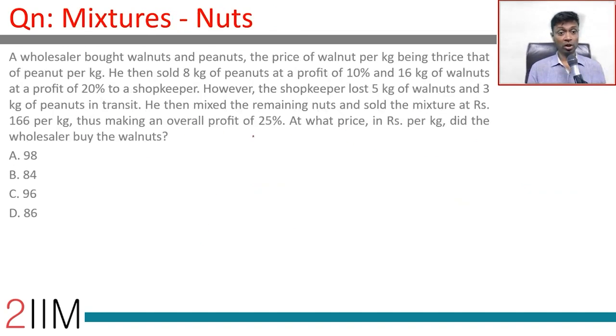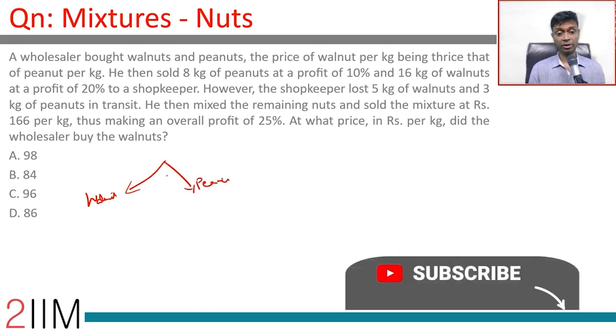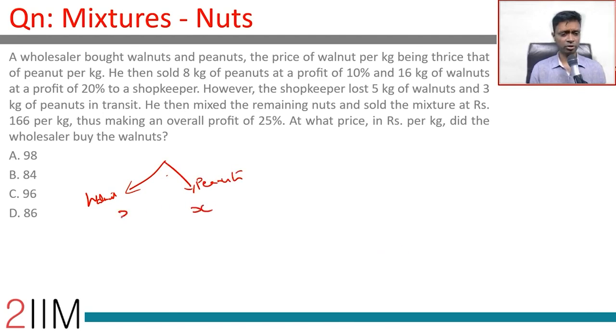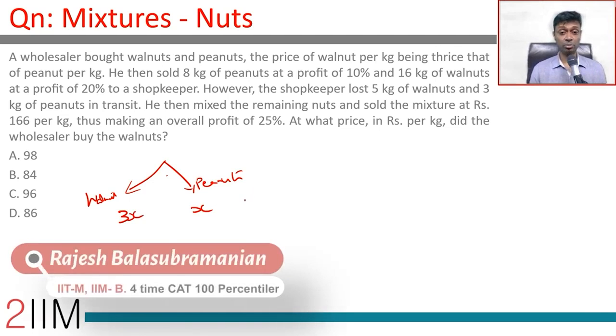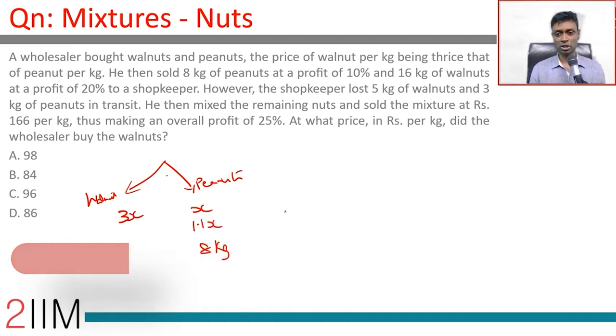A wholesaler bought walnuts and peanuts. The price of walnut per kilogram being thrice that of peanut per kilogram. Fine. So walnut, peanuts. This is X per kilogram. This is 3X per kilogram. He then sold 8 kg of peanuts at a profit of 10%. So he sells this at 1.1x and he sells 8 kilograms of it. And 16 kilograms of walnut at a profit of 20% to a shopkeeper. From 3x, 20% profit, 3.6x, 16 kilogram.